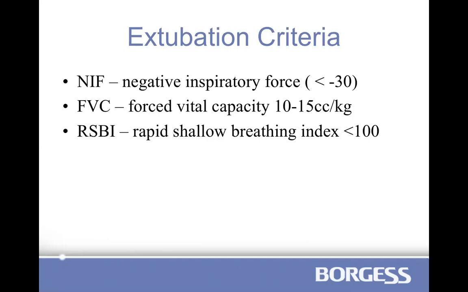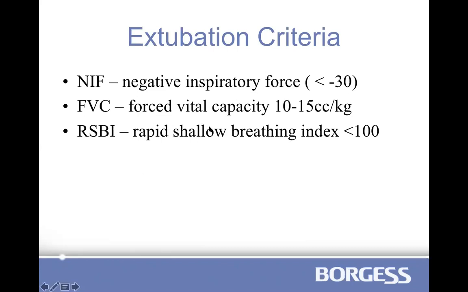Again, this is a little bit of personal judgment. Take the whole patient into consideration. There are people with an RSBI of 60 that get reintubated, and there are people with an RSBI of 120 that do fine. But overwhelmingly, you want it less than 100.